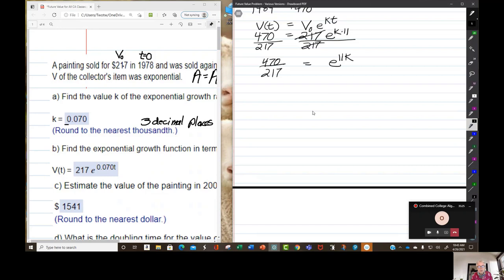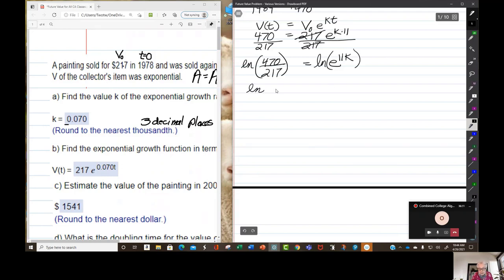Okay, now that we've divided both sides by the number in front of e, we're going to take the ln, the natural logarithm, of both sides. We use ln because e is in the equation. So ln of 470 over 217 equals the ln of e to the 11K. Now, why we do that is so that we can bring K down to ground level, so to speak, so we can solve for it.